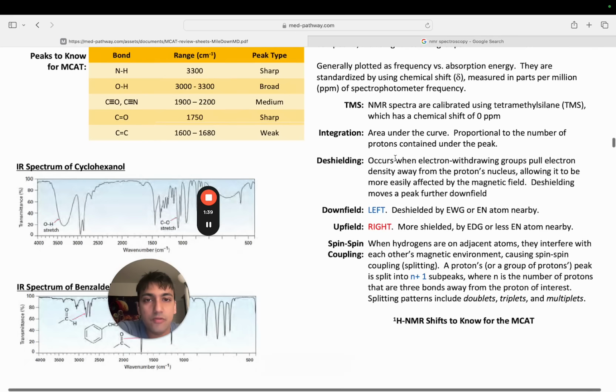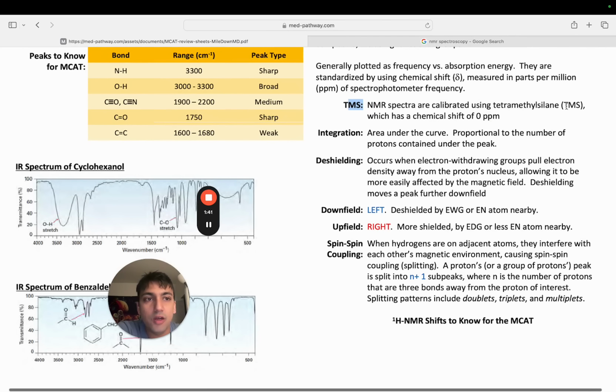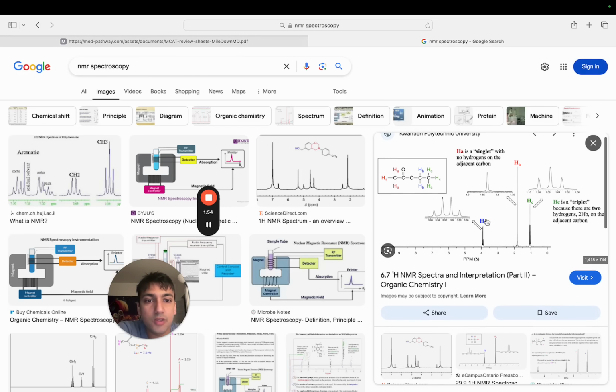Some high yield, very quick points. TMS is tetramethylsilane, and that's just the chemical shift of 0. That's how we calibrate it. Integration is the area under the curve, and it's proportional to the number of protons contained under the peak. So if you look back here, the area under the curve gives us more information about the number of protons under that peak. And so that's why we see different areas under the curve.